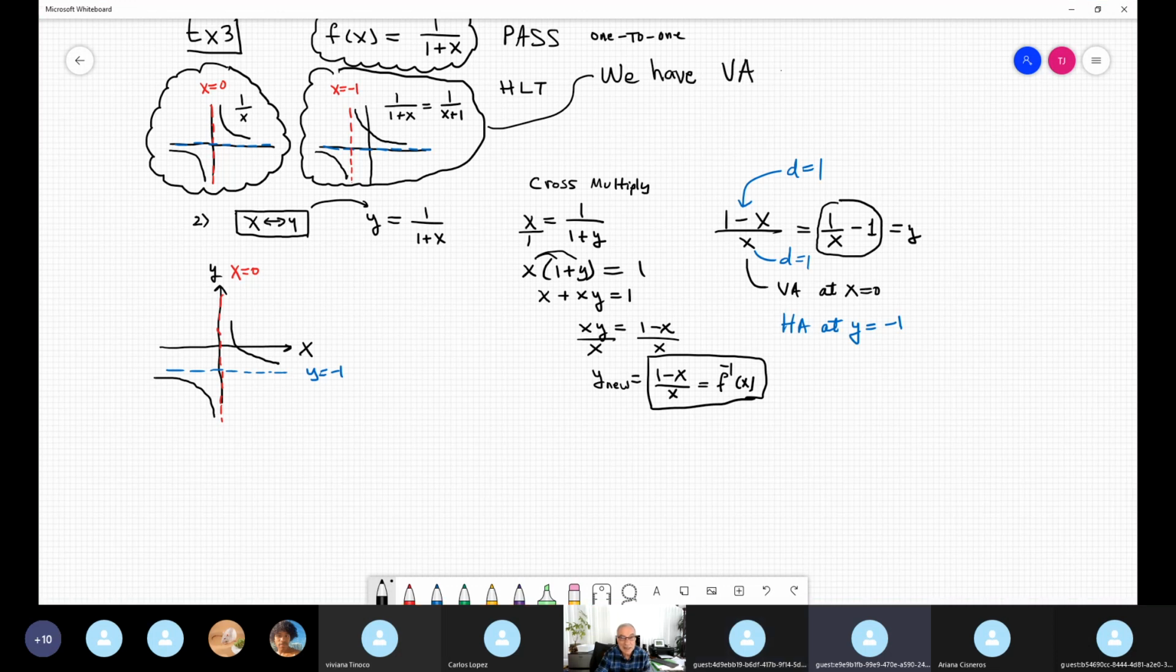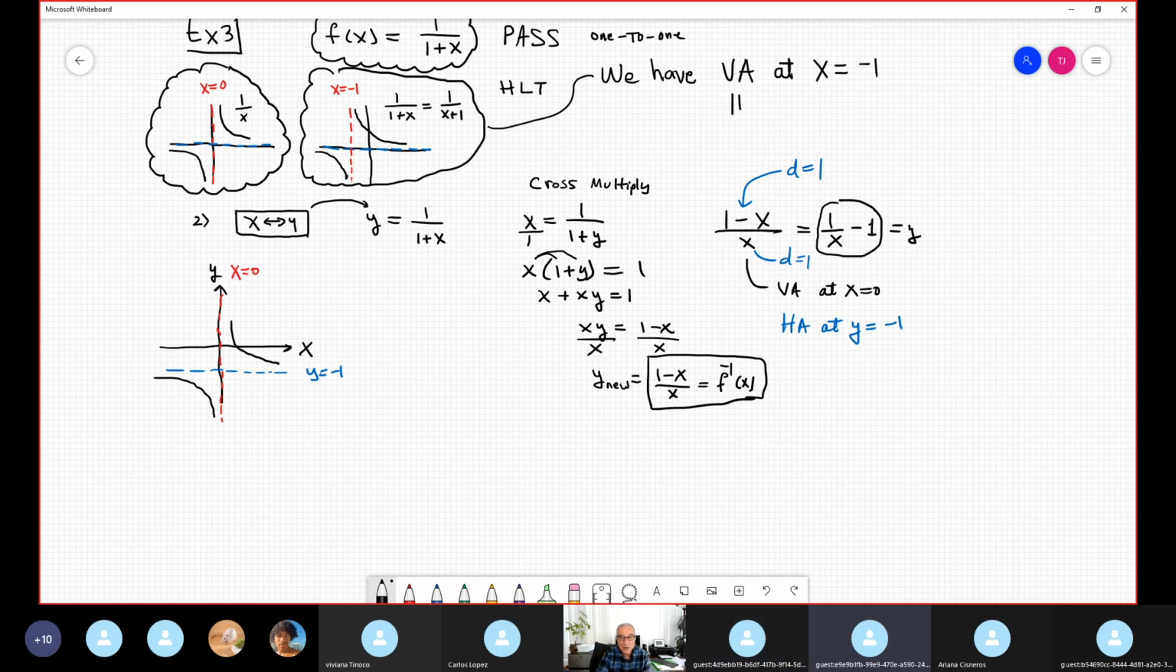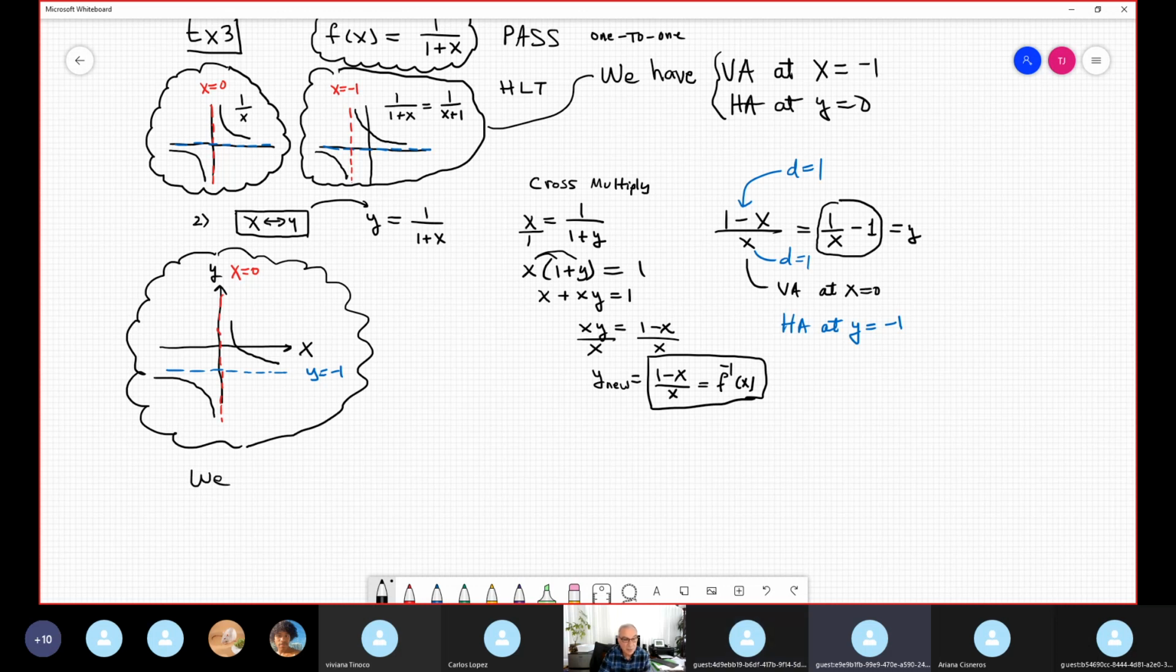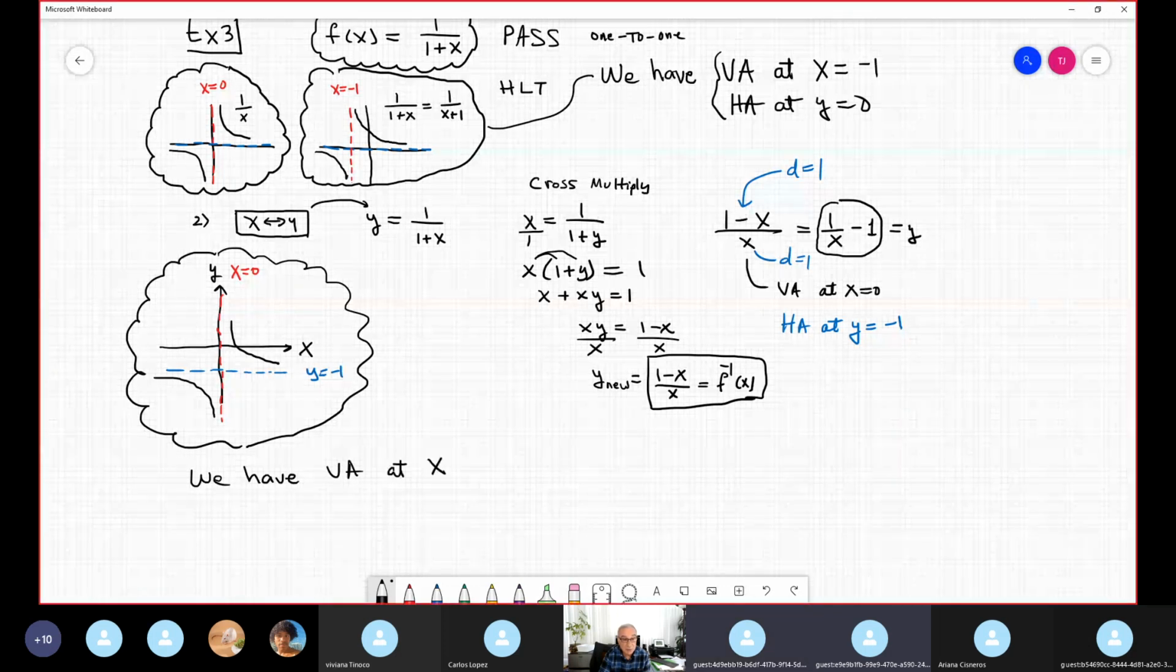We have a vertical asymptote at x equals -1 and a horizontal asymptote at y equals 0. Nice. And the hypothetical inverse that we found, this is the inverse. We have a vertical asymptote at x equals 0 and the horizontal asymptote at y equals -1.